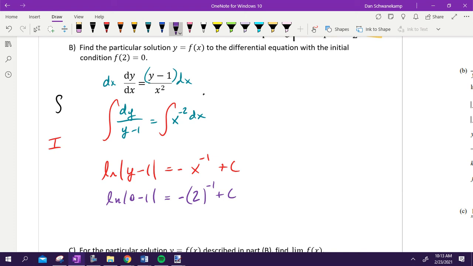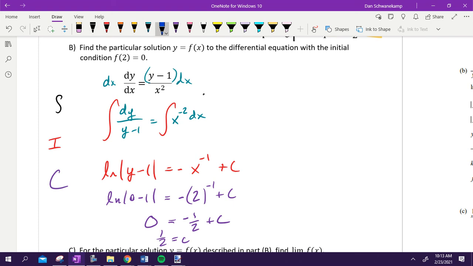0 minus 1 is -1, but it's the absolute value of that, so it's a positive 1. What is the natural log of positive 1? Natural log of 1 is 0. 2 to the -1 flips it to make it 1/2, and then it's negative. So when I move that 1/2 over, 1/2 is C. Questions to there? We separated, we integrated, we solved for C.